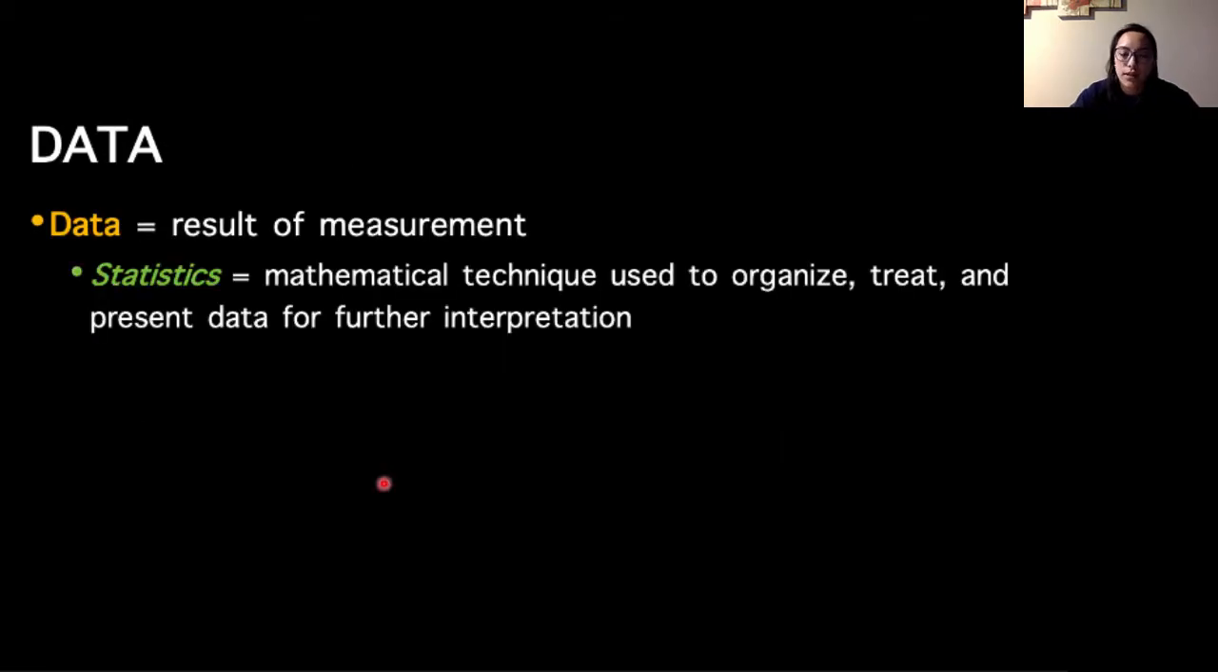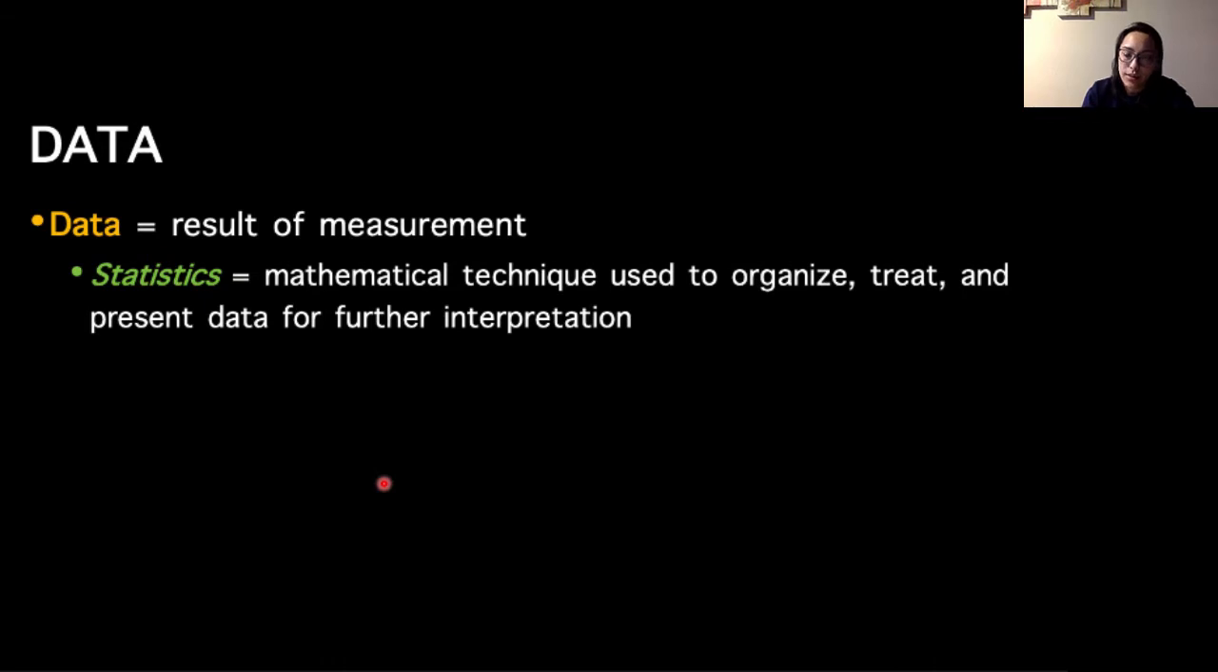Data is the result of a measurement. So jump height in inches, that is a data point. Or oftentimes we'll also call this raw scores, which are kind of like the raw data that we have collected from the samples that we are measuring.